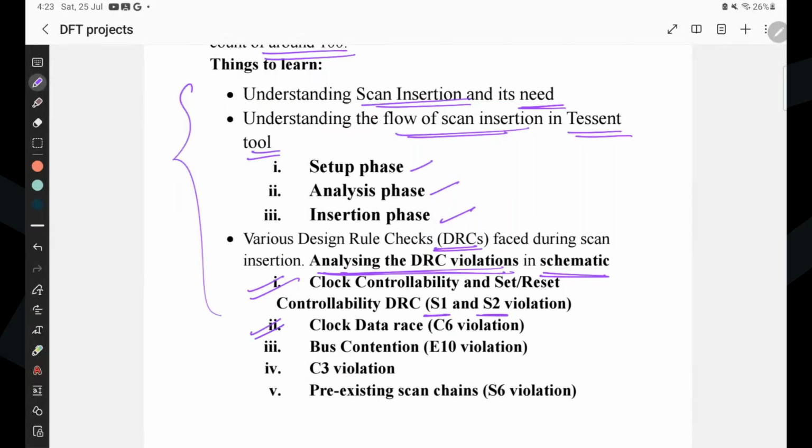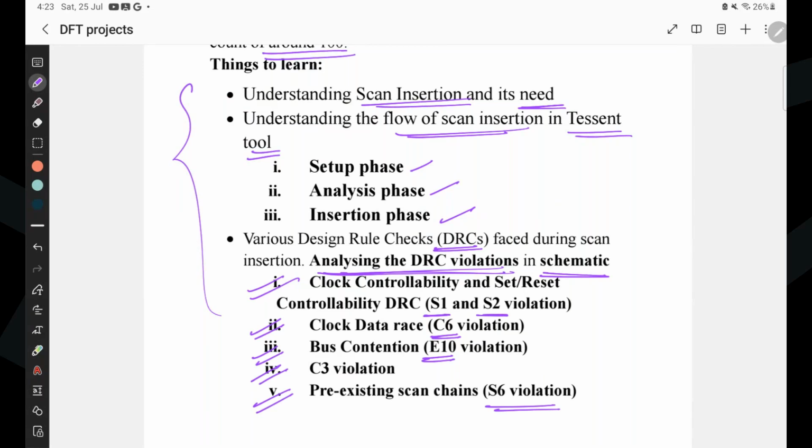Same way, clock data race DRC, its code is C6 violation in the Tessent tool. Same way, bus contention, its code will be E10 in the Tessent tool. Same way, C3 violation, pre-existing scan chain violation, the S6 violation. So all these DRC violations, we will be getting in our labs.